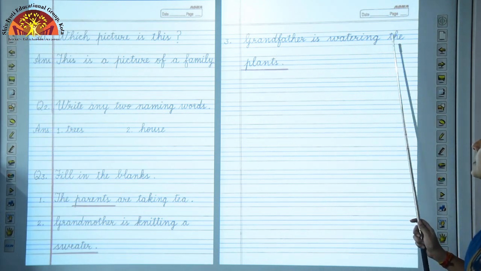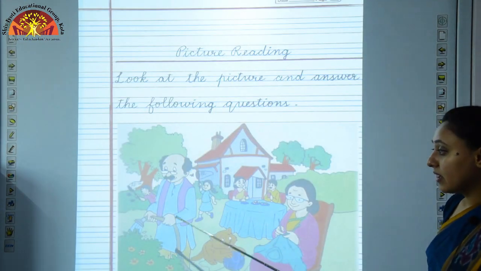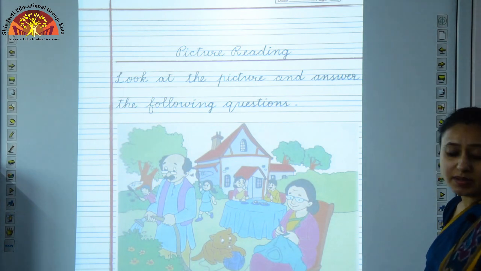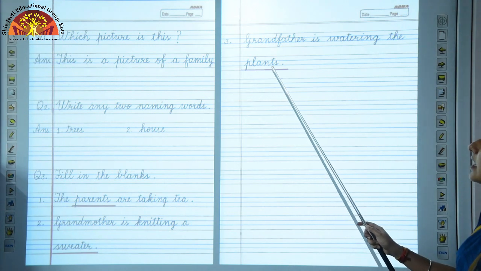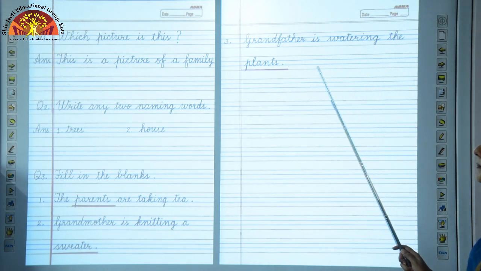Now look at number 3. Grandfather is watering the dash. So here, look, grandfather is watering. What is he watering? He is watering plants. So the correct answer is P-L-A-N-T-S, plants. Grandfather is watering the plants.